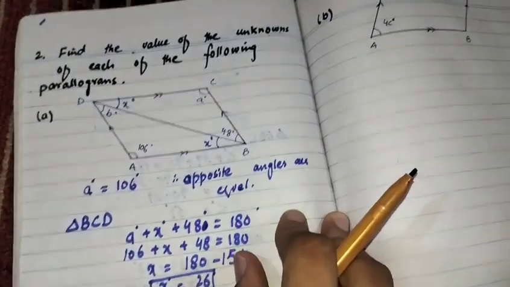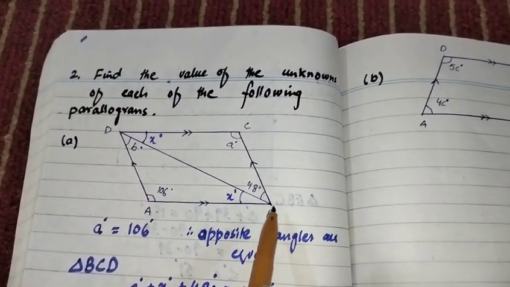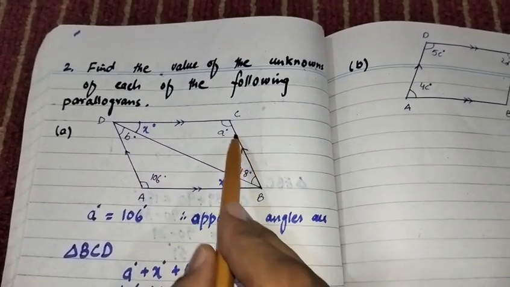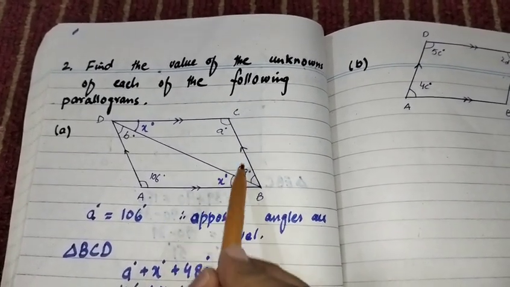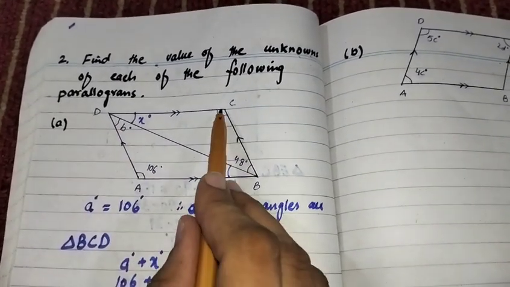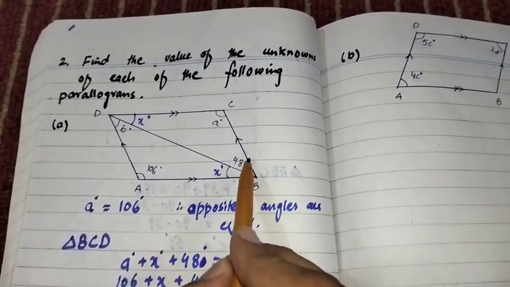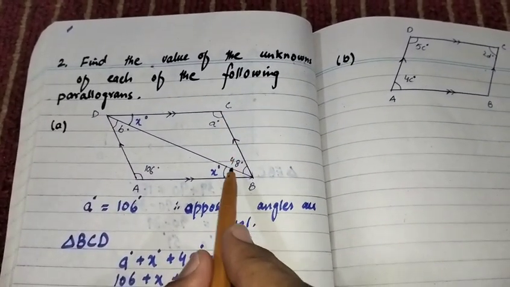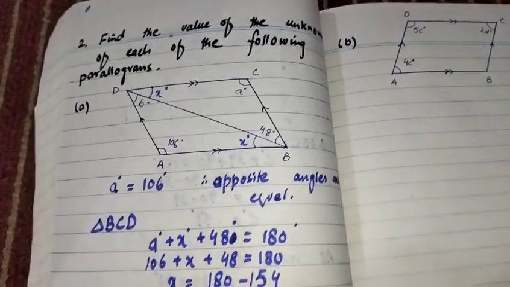And it is also clear in the figure. Look at this: this line is parallel to this line, and suppose this is a transversal line. This line is parallel to this line, this line is parallel to this line, and this is a transversal line. So this transversal line is making a Z with these two parallel lines. So this is Z, this is Z. It means that the alternate angles are 48 and B, so B is equal to 48 degree.